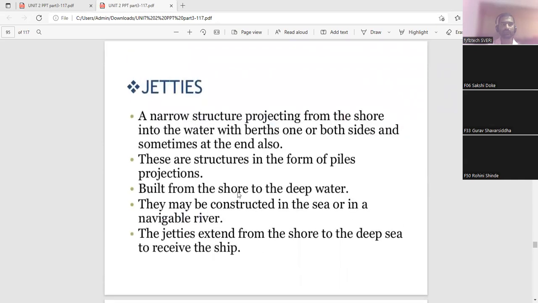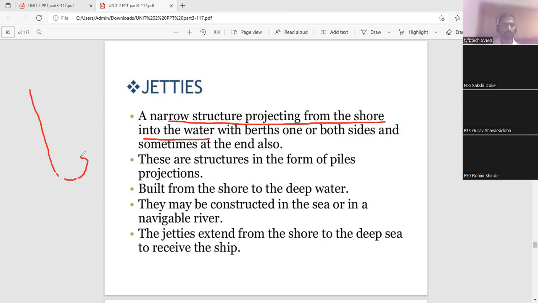The next term is jetties. It is a narrow structure projected from the shore into the water, with a berth on one or both sides, and sometimes at the end also. I will draw the diagram. It is a narrow structure projected from the shore into the water. This is the land surface, and here it is surrounded by the water. I will draw the diagram like this.